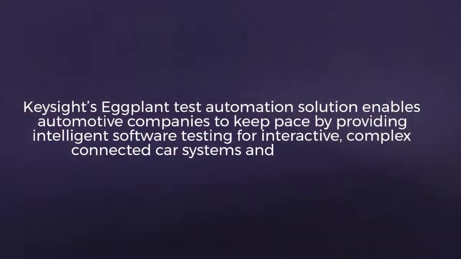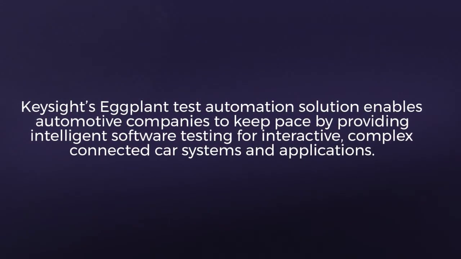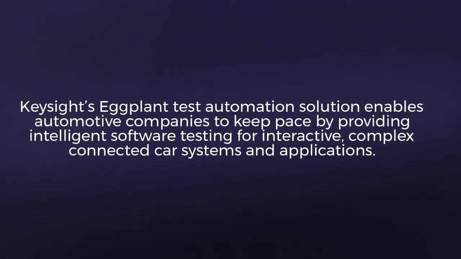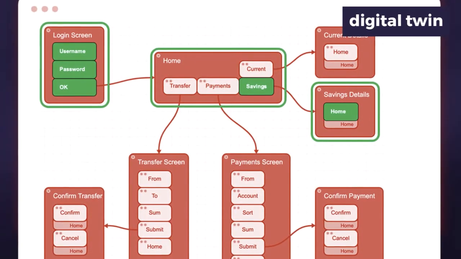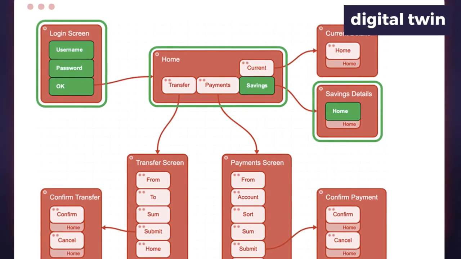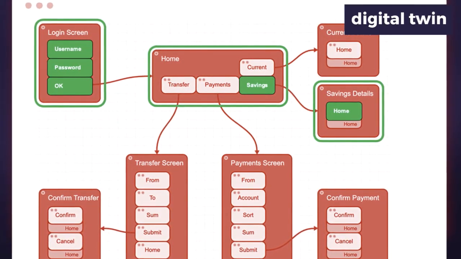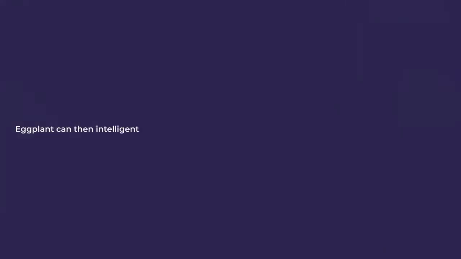Keysight's Eggplant test automation solution enables automotive companies to keep pace by providing intelligent software testing for interactive, complex, connected car systems and applications. Essential to this is a model-based approach called a digital twin. A digital twin can replicate every screen, component, and function of a piece of software. Eggplant can then intelligently drive this model through any journey a user can take in an application.